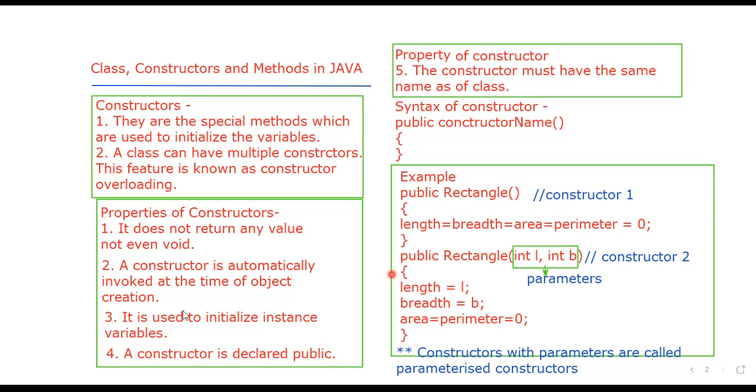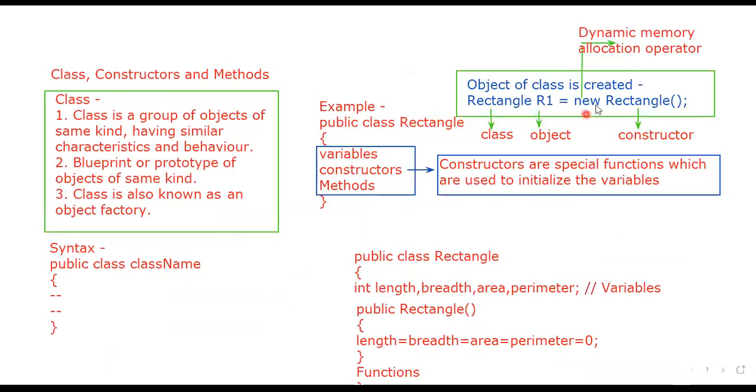Does not return any value, not even void. तो हम पब्लिक और रेक्टेंगल के बीच में यहाँ पे कुछ भी नहीं लिख रहे हैं, void भी नहीं लिख रहे हैं, int भी नहीं लिख रहे हैं, nothing is written, जो यूजुअली हमको मेथड्स में लिखना होता है, but we don't write it in constructors. And fourth one is what? A constructor is automatically invoked at the time of object creation. A constructor is automatically called when you create the object. So R1 is an object. When you create this object, that time the constructors are invoked.